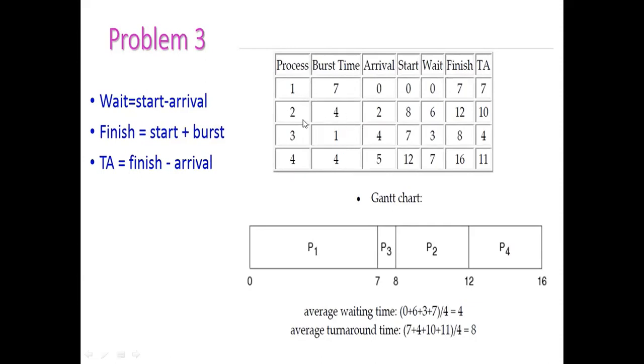Next, process P2 and P4 have the same CPU burst time of 4 milliseconds. If it is so, then whatever process comes in first will be served first. So the average waiting time is calculated by 0 plus 6 plus 3 plus 7 divided by 4, we get 4 milliseconds. And the average turnaround time is 7 plus 10 plus 4 plus 11 divided by 4, we get 8 milliseconds.